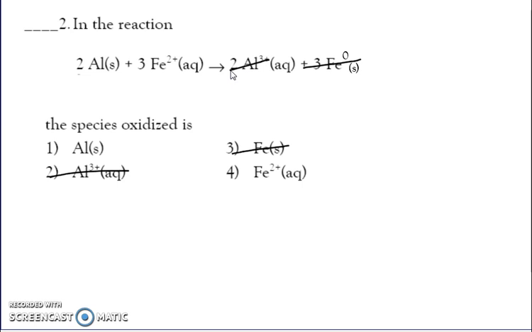Okay? So we have to look for an oxidation number that's going up. Well, aluminum's oxidation number goes from 0 to plus 3. Is that going up or down? Well, it's going up. So therefore, aluminum is the species that is oxidized. Iron goes from a plus 2 down to a 0. That's going down. That is reduced. So the answer must be number 1.